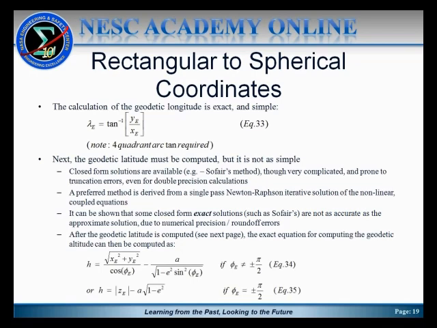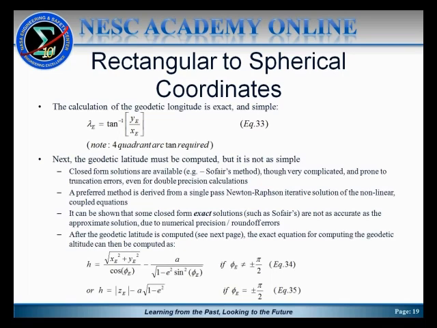It's not quite as simple because there's not a simple closed-form solution for it. There are closed-form solutions available. One is Sofaer's method, although what you will find in practice is Sofaer's method is very complicated, and it's also very prone to truncation errors, even if you use double precision calculations. A method I prefer is derived from a single pass Newton-Raphson iterative solution of the nonlinear coupled equations.